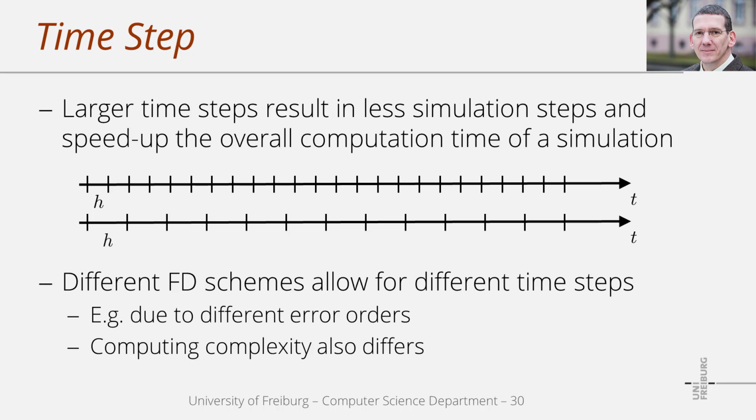And now different finite difference schemes typically allow for different time steps. For instance, schemes have different error orders, and for explicit schemes, a larger error order corresponds to an improved stability, and we can work with larger time steps. On the other hand, more accurate schemes might also be more expensive to compute.